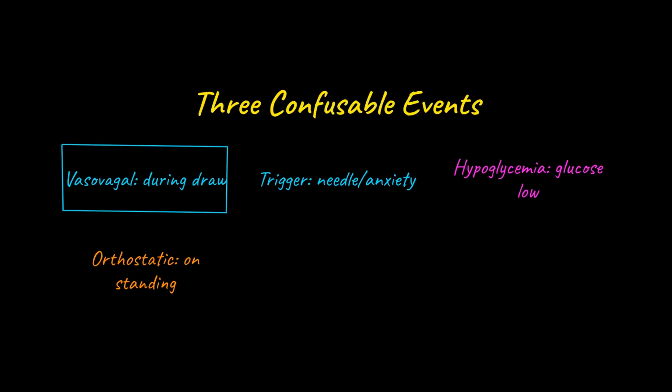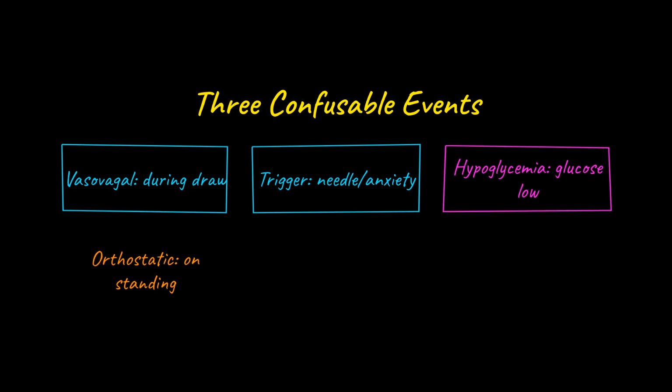Three events share similar signs but differ in trigger and timing. Vasovagal syncope happens during the seated draw, caused by the needle or anxiety. Hypoglycemia presents similarly but requires glucose management. Orthostatic hypotension occurs when the patient stands, not while sitting. Trigger and timing are the distinguishing features.